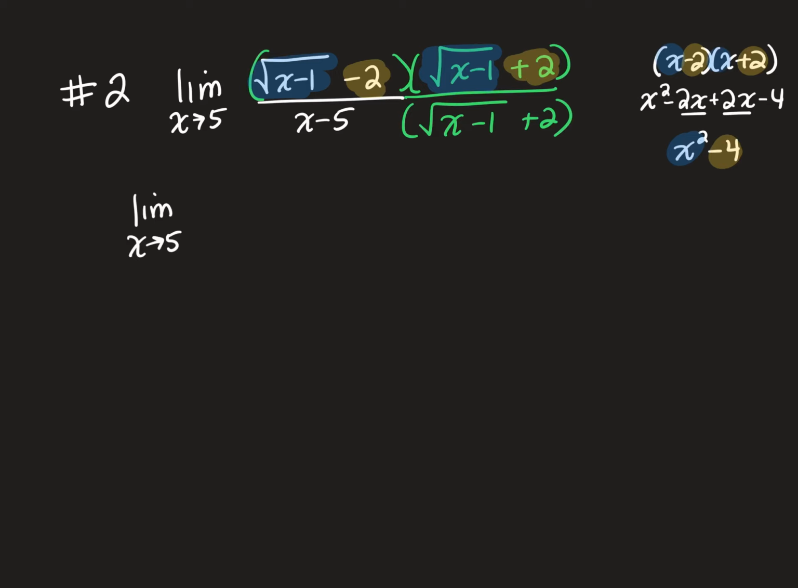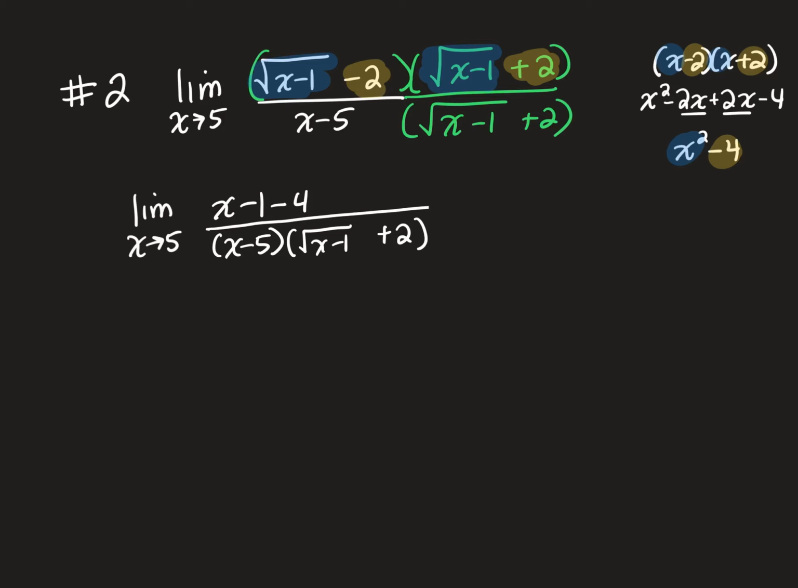So when I multiply the square root of x minus 1 times itself, it's just x minus 1. When I multiply negative 2 times positive 2, I get minus 4. And that's going to be all over. Now, remember, in the video and when we did this initially, we talked about not actually multiplying out the denominator. So I'm just going to leave it like this.